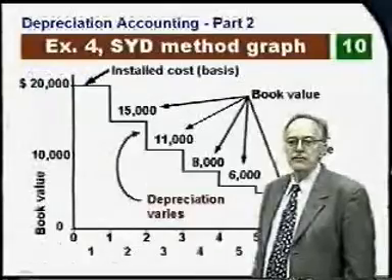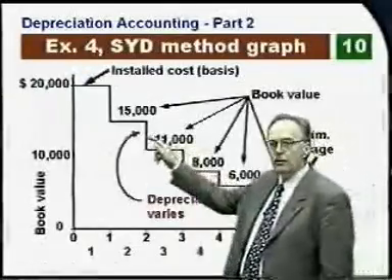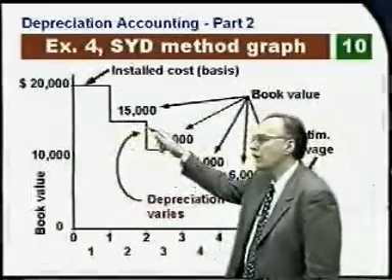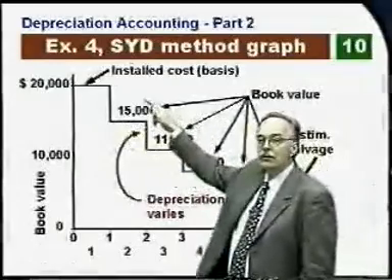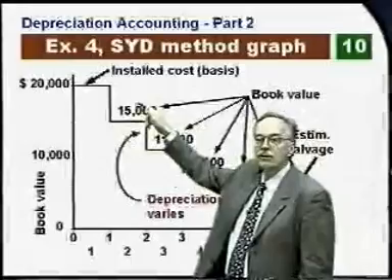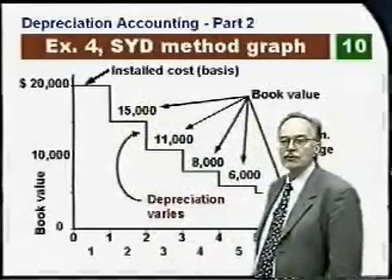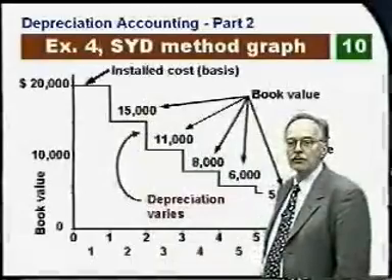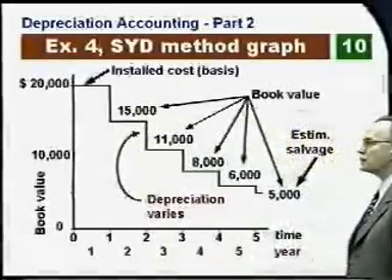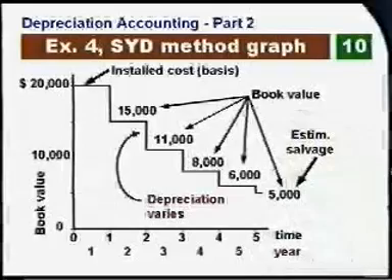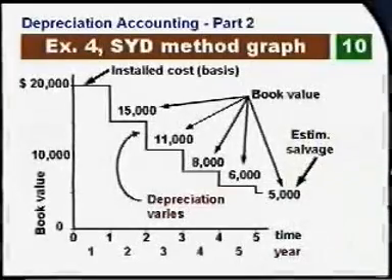We then enter these amounts in the table, but here first let's have a look at the graph. Notice that the depreciation varies because we have an accelerated method. We have more depreciation in the early years in contrast to the previous straight line method. We also see the book values declining to 15,000, 11,000, 8, 6, and 5,000. Again, the last book value agrees with the estimated salvage value.